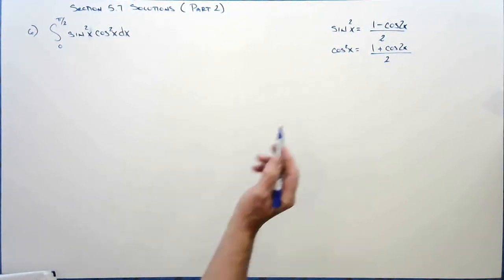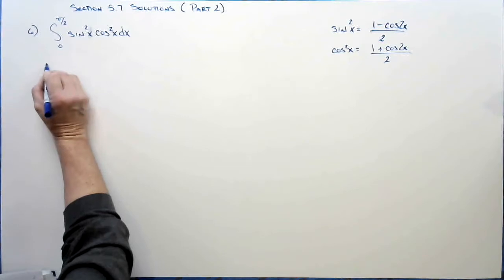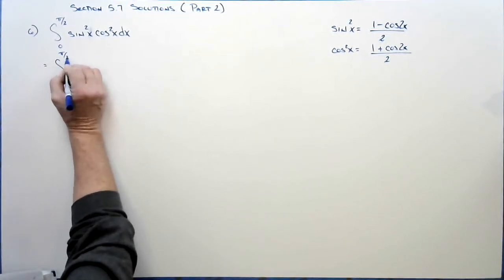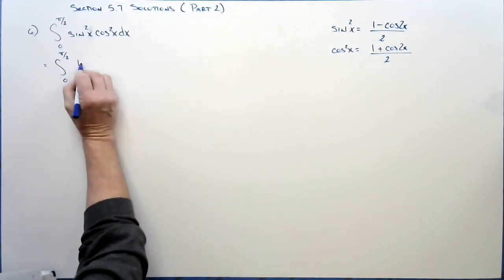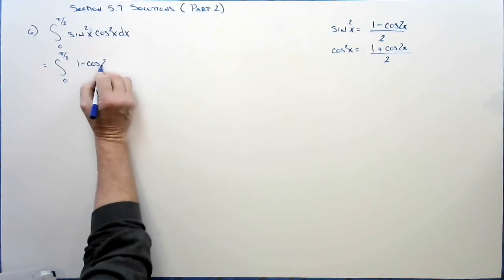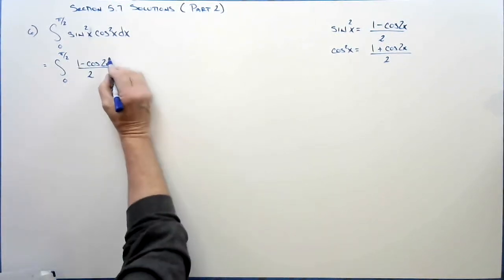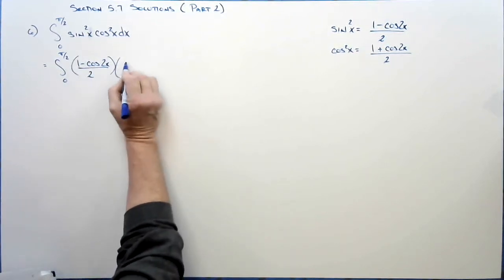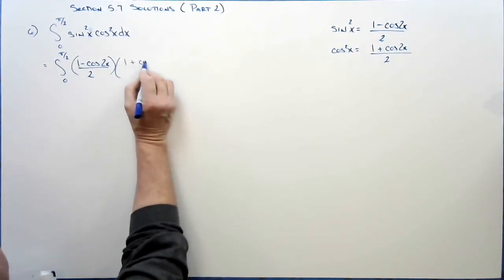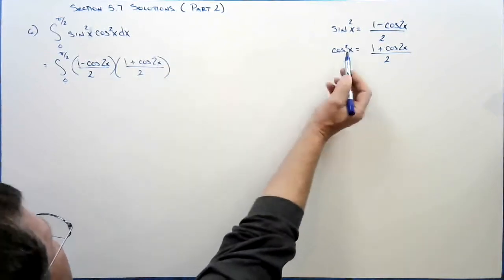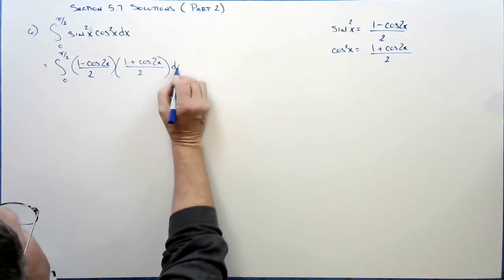So if we make our substitution based on what we have there, this is going to equal the integral from 0 to pi over 2. And we're going to have 1 minus cosine 2x divided by 2, that's sine squared x, times 1 plus cosine 2x divided by 2, that's cosine squared x dx.